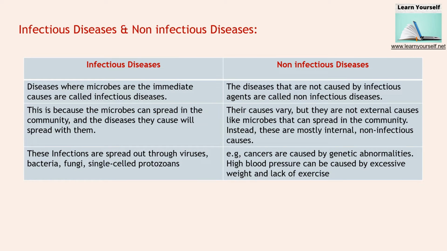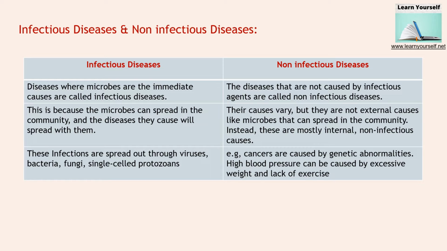Now diseases can be infectious or non-infectious. So what are the basic differences between these two types of diseases? Infectious disease and non-infectious disease. Diseases where microbes are the immediate cause are called infectious diseases. And what about non-infectious disease? The diseases that are not caused by an infectious agent are called non-infectious diseases.